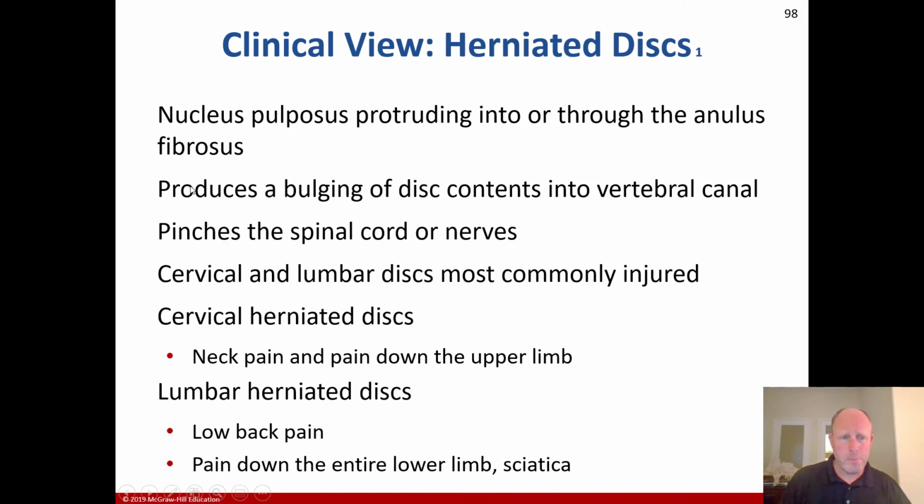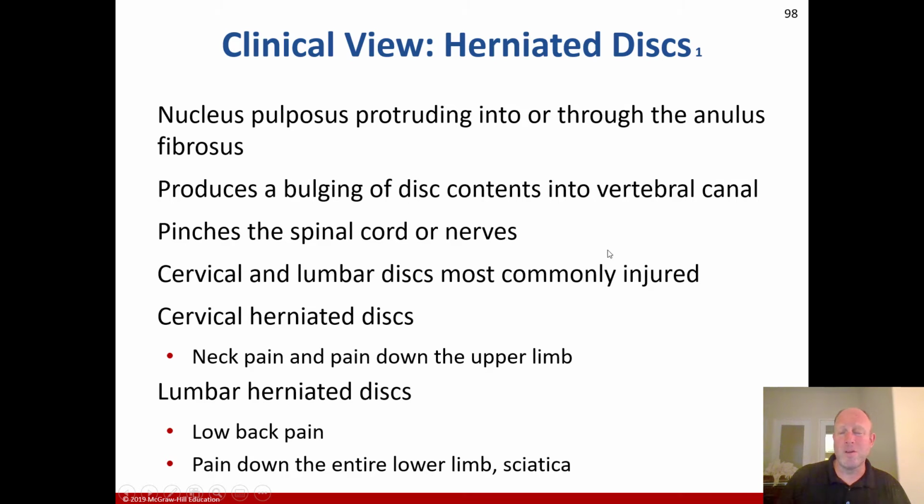Herniated discs. The nucleus pulposus is protruding into or through the annulus fibrosus. You can get a herniated disc to the anterior or the posterior. Typically speaking, if someone is in a spinal flexion position, rounded forward, the discs will herniate to the posterior. Likewise, someone who spends a lot of time in more extended positions is going to have herniation more to the anterior. It produces a bulging of the disc contents into the vertebral canal, none of which is good. It pinches the spinal cord or the nerves, and gives you some serious pain.